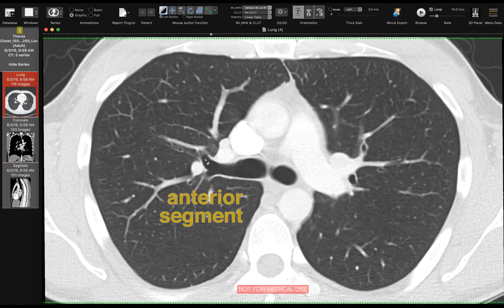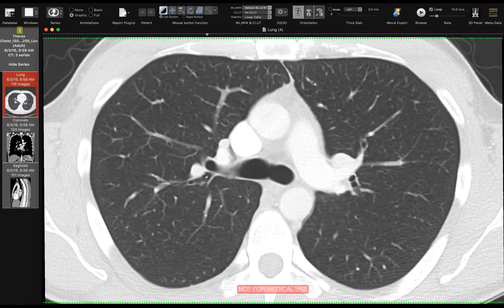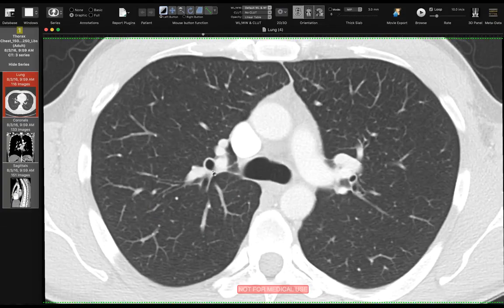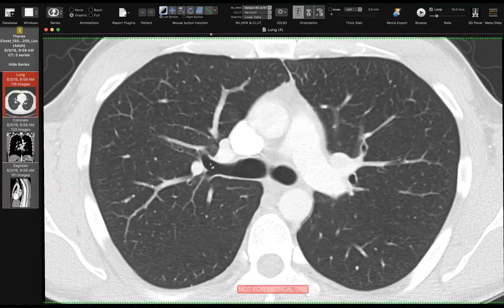And then I'm just going to scroll back up a little bit. And you can see this one going posterior here. This is the posterior segmental bronchus. Okay? So we have the apical, the posterior, and the anterior segmental bronchi.